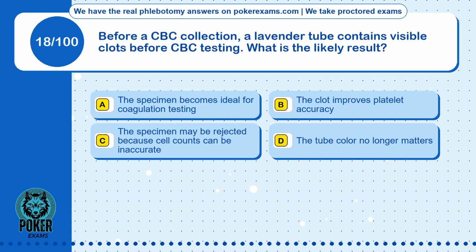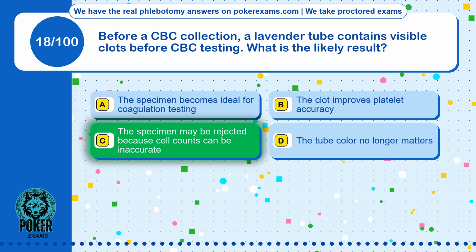Question 18. Before a CBC collection, a lavender tube contains visible clots before CBC testing. What is the likely result? Option A. The specimen becomes ideal for coagulation testing. Option B. The clot improves platelet accuracy. Option C. The specimen may be rejected because cell counts can be inaccurate. Option D. The tube color no longer matters.